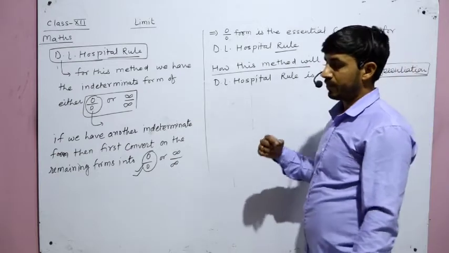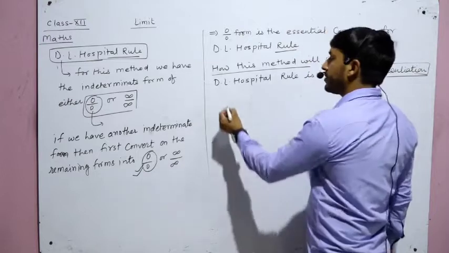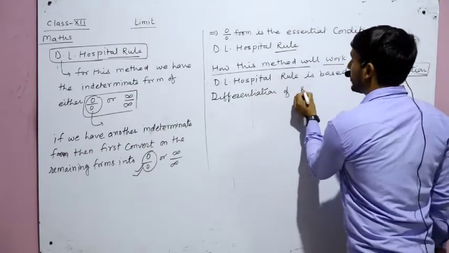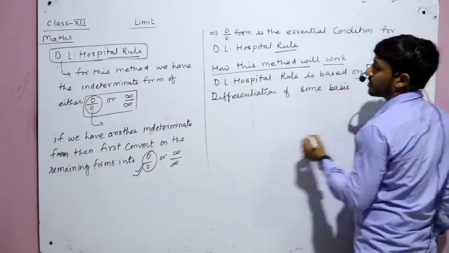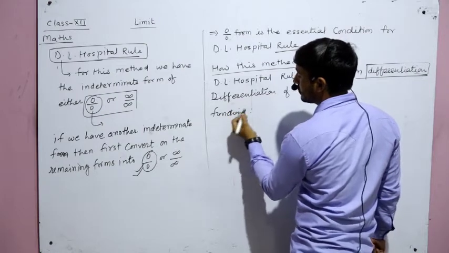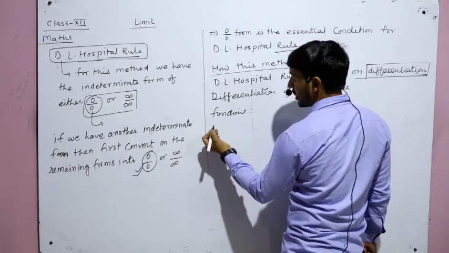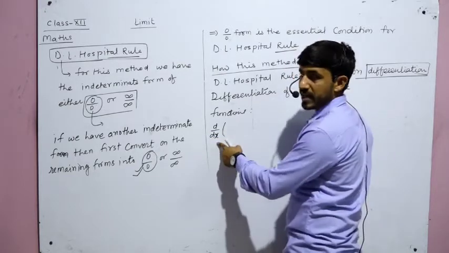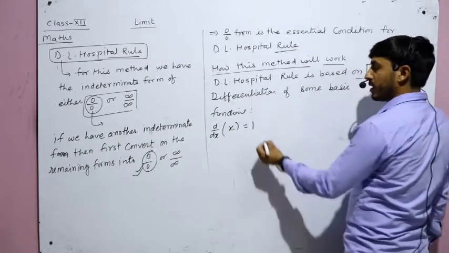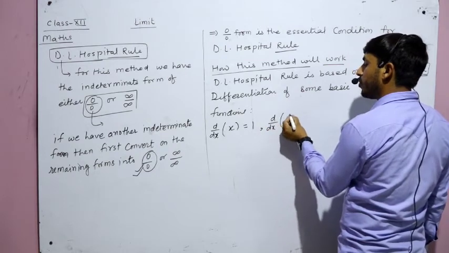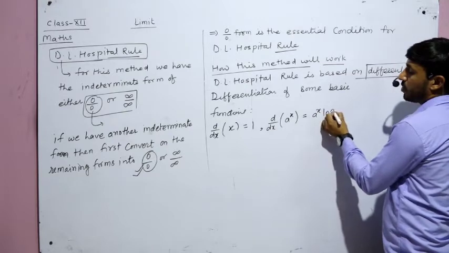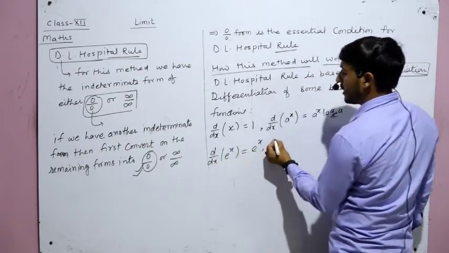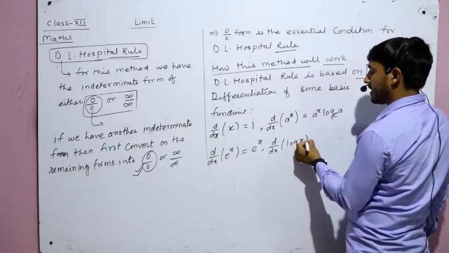I am telling you the differentiation of some basic functions. We have to remember: d by dx of x is 1. d by dx of a to the power x is a to the power x into log e of a. d by dx of e to the power x is e to the power x. d by dx of log x is 1 upon x.